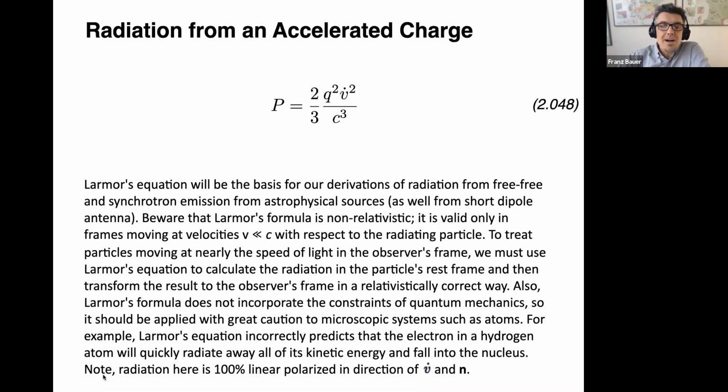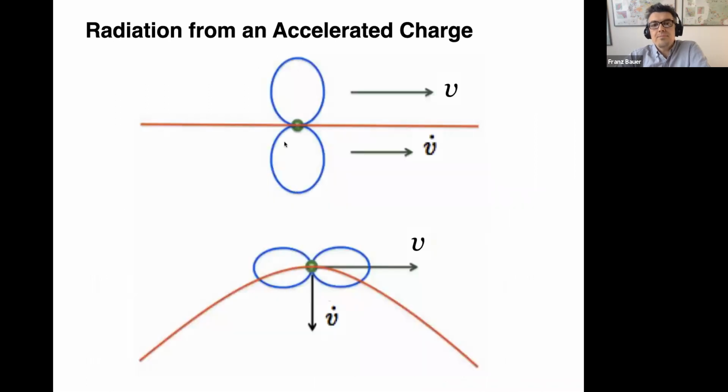Okay, so another thing that's important to understand about this radiation is that it comes out 100% linearly polarized in the direction of the velocity and this unit vector n. And so we actually have 2 situations. One situation is where we have this electron accelerating in this direction, and also we have the velocity in this direction. In this case, the radiation goes perpendicular to that.